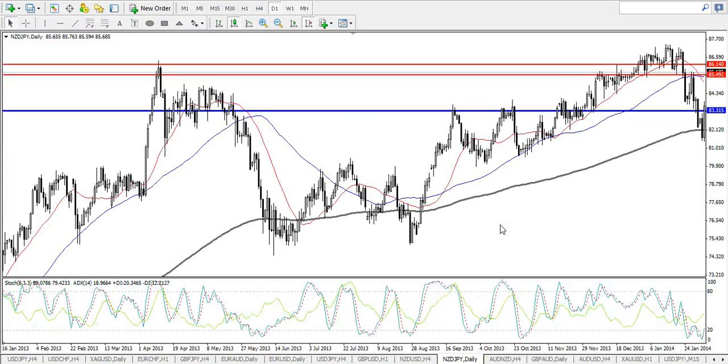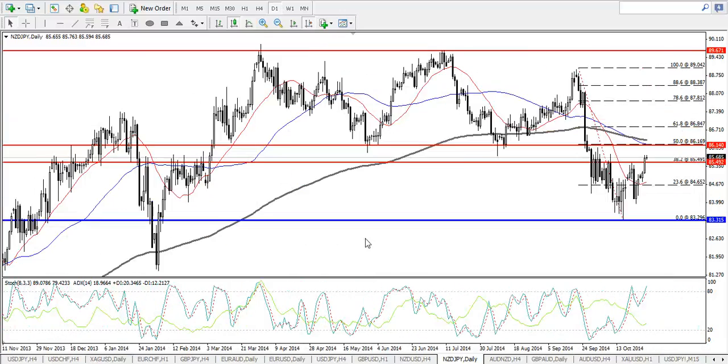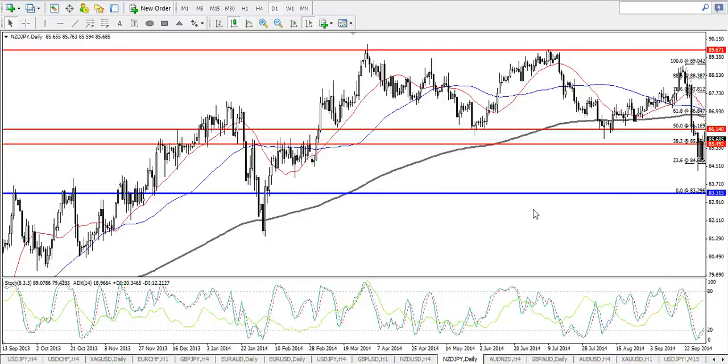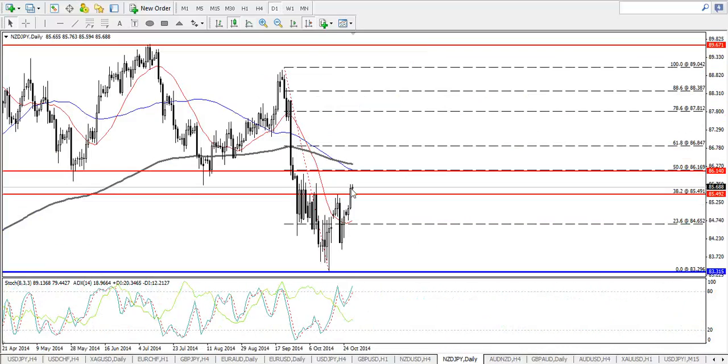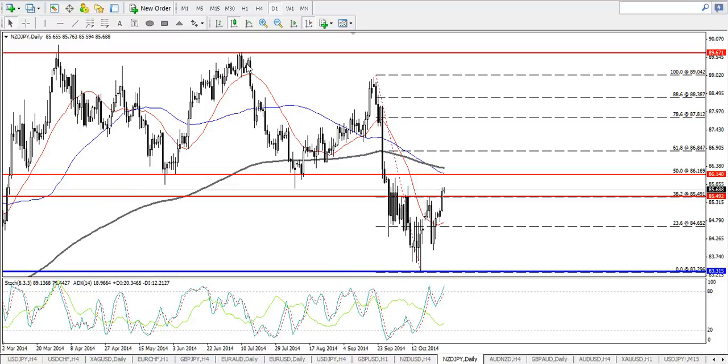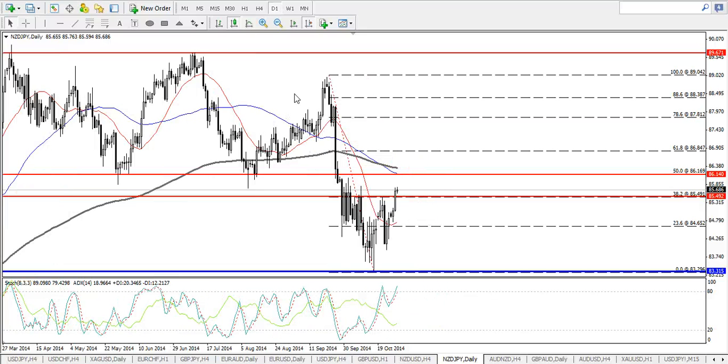Just to scroll back a little bit, we do see that the 200 moving average can be a pretty strong support level for this pair in the daily chart. So yes, that's for New Zealand against the yen.